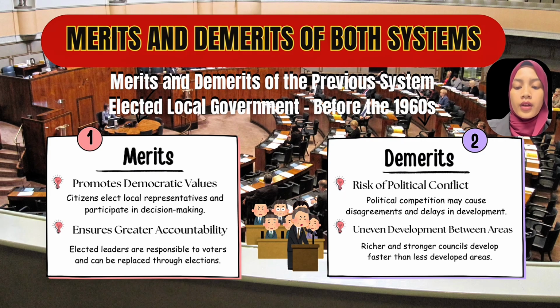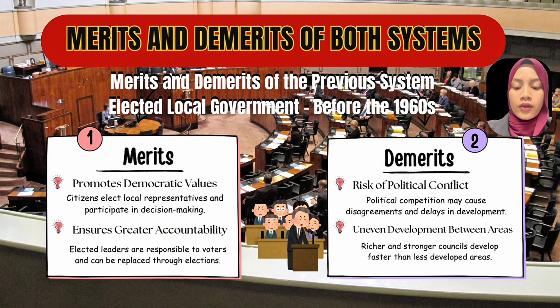However, the system also had disadvantages. One of them was the risk of political conflict, where different political parties competed for influence in the local council. The conflict could delay the development budget and reduce the effectiveness of the local administration. In Malaysia, during the period before 1965, political competition within some local councils occasionally created disagreement that affected decision making and the implementation of local initiatives.